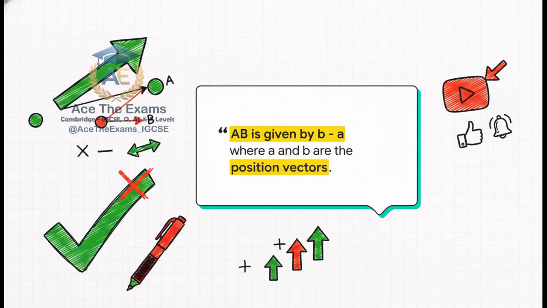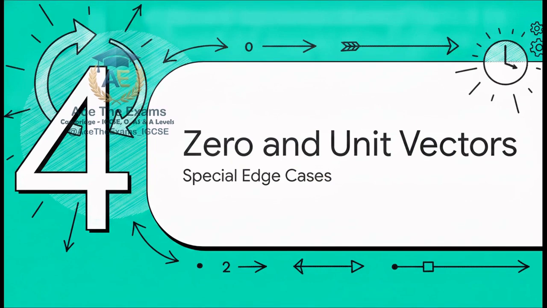It's a total game changer. Section 4. Zero and unit vectors. We are moving into the special edge cases now.